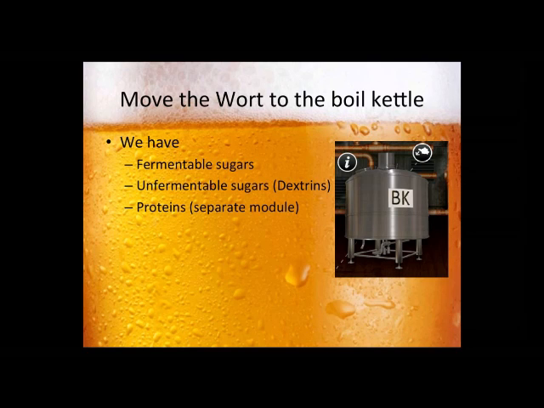So now that we have our fermentable sugars, our unfermentable sugars, the dextrins, we also have proteins in there. We need to put these in the boil kettle. So we move our wort to the boil kettle. In the boil kettle, which is covered in a separate module, we'll be adding hops. We'll explain why we're boiling and the process that goes on inside the boil.